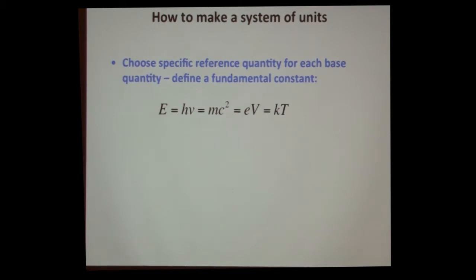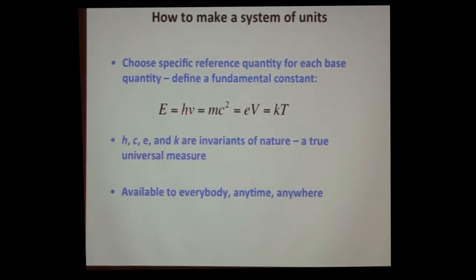If we took our understanding of the laws of physics today, there are other equations, in particular the energy equivalent relationships, that have out in front these constants of nature that have dimensions in them. And we can choose those as our base quantities because in this example, the Planck constant, speed of light, elementary charge, and Boltzmann constant are all invariants in nature that have dimensions. And they have a particular value, and we can choose those as our basis. And they are available to everyone, anytime, anywhere, if we agree upon the value that we assign to them.